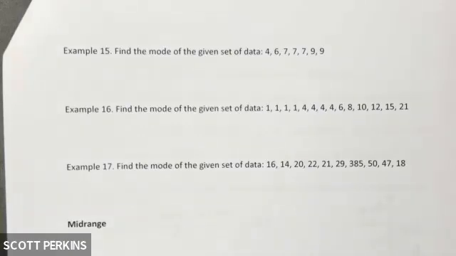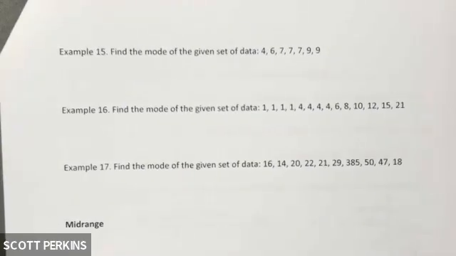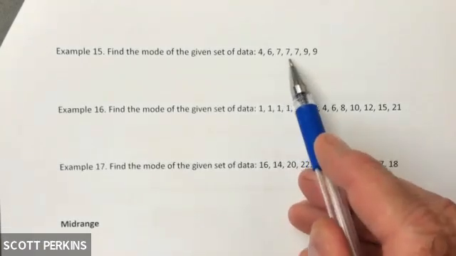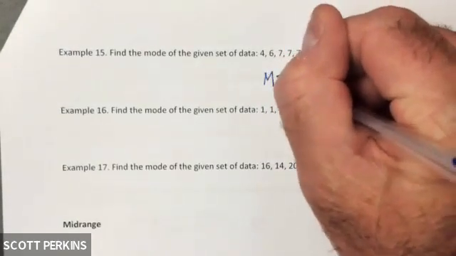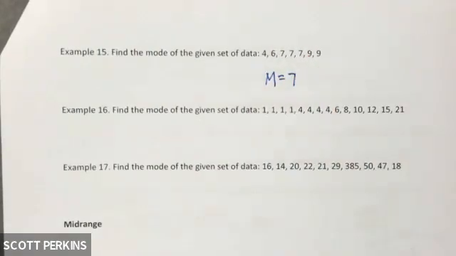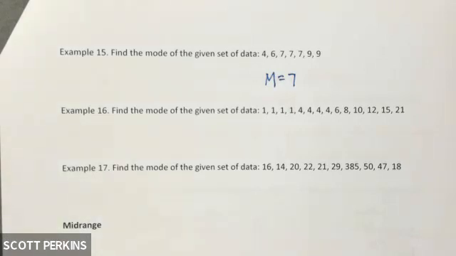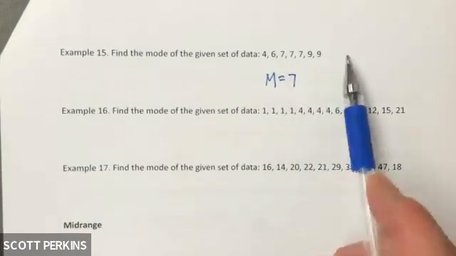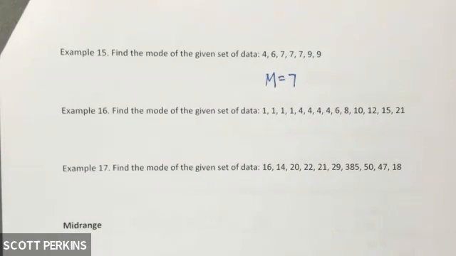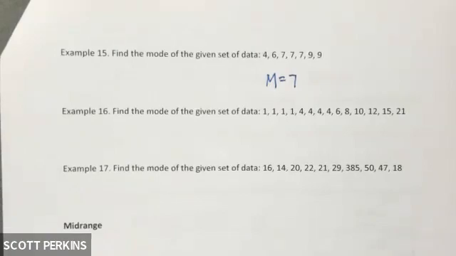Okay, so our modes. Let's see how you did. Example 15, I've got 4, 6, 7, 7, 7, 9, 9. Does a value occur more than the others? 7. Now, sometimes students will say, is this one bimodal because 9 repeats too? Remember, mode means most. So even if something else repeats, if it's not the most, it's not a mode. 7 happens 3 times, 9 only happens 2, so 9 is not a mode. You with me on that? I just want to avoid any confusion.